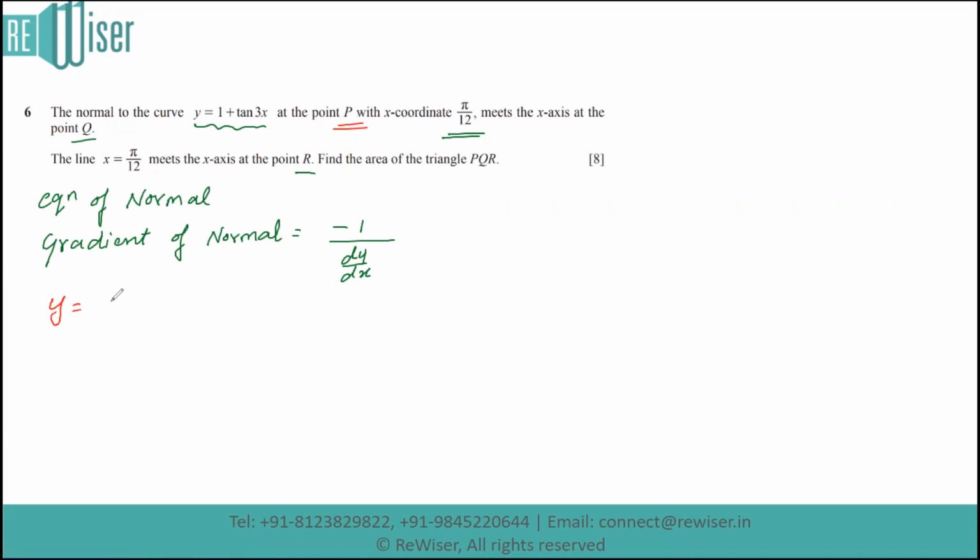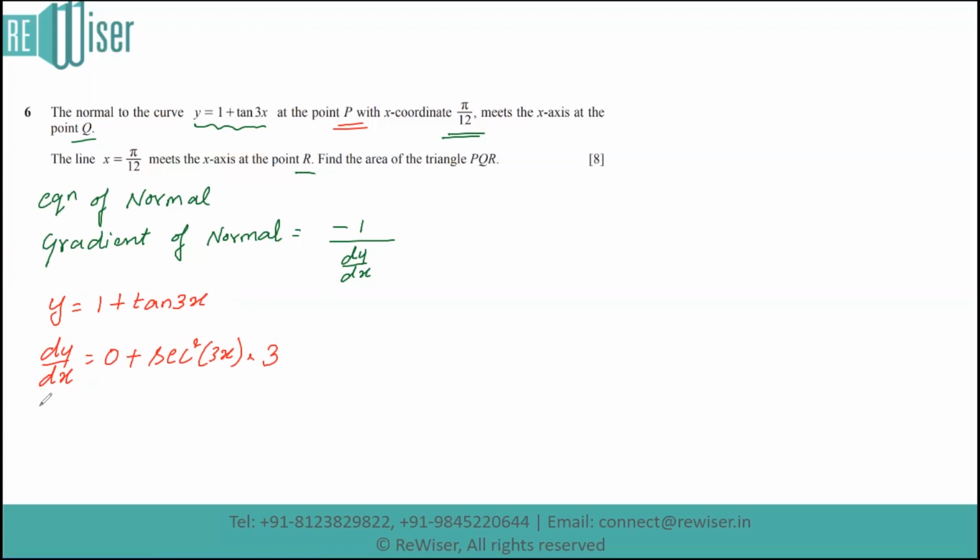We know that y equals 1 plus tan 3x. If I differentiate this, dy by dx would be equal to the differentiation of 1, which is 0, plus the differentiation of tan of something, which would be secant square of 3x. Of course, we need to apply the chain rule, so the differentiation of the inner function is just 3. So dy by dx would be 3 secant square 3x.